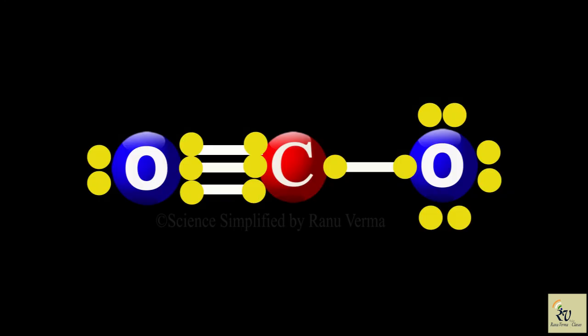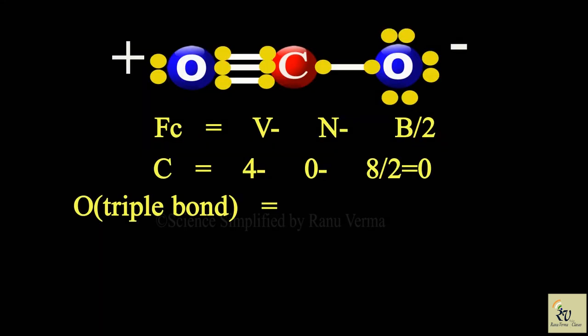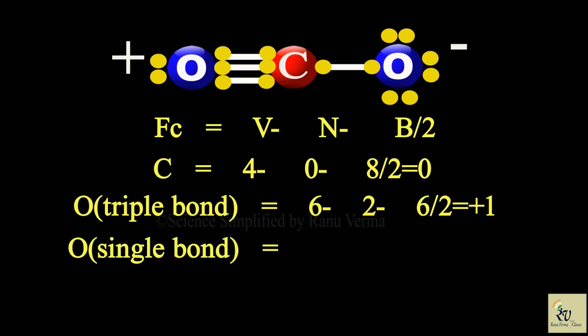Now see the oxygen which is attached with the triple bond. Oxygen valence electrons is 6. Non-bonding electrons is only 2. You can see a lone pair. Minus 6 upon 2 because bonding electrons are 6. 6 minus 2 minus 6 upon 2 equals +1. This means the triple bond oxygen will have a +1 charge. For the formal charge of the single bonded oxygen atom, valence electrons is 6, non-bonding electrons are 6 and bonding electrons are only 2. So 6 minus 6 minus 2 upon 2 equals -1. So the oxygen which is attached with a single bond has a -1 charge.